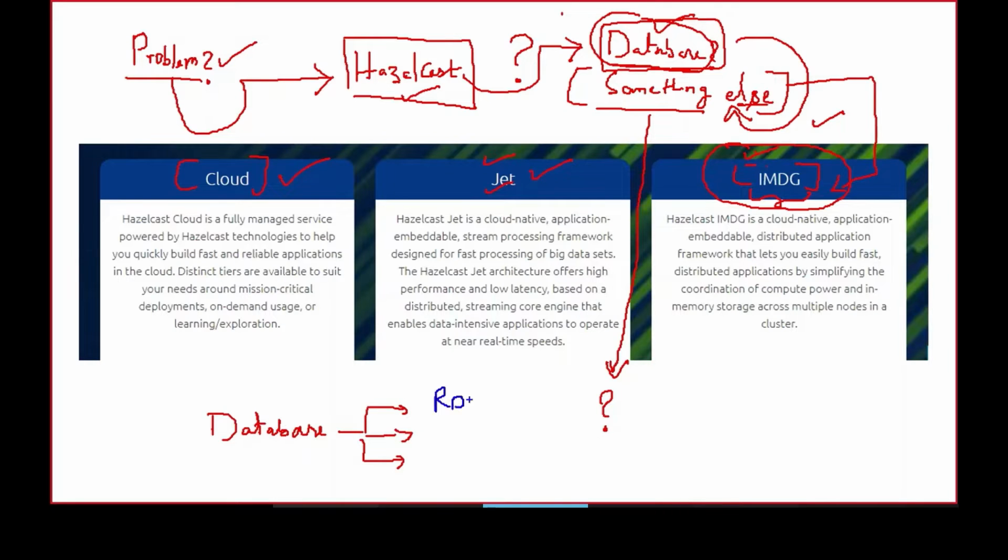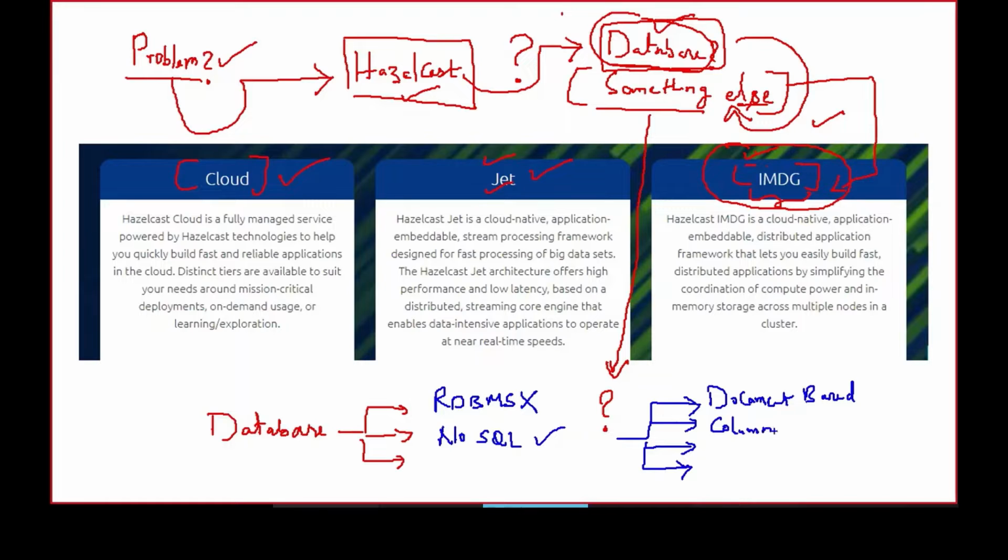Is it an RDBMS solution? The answer is no. Is it a NoSQL solution? The answer is yes. And in NoSQL solutions, there are various things which you need to understand. Is it something which is offering a document-based solution for storing catalog data, or is it providing any kind of fast access systems like column-based databases, or is it a key value pair database?